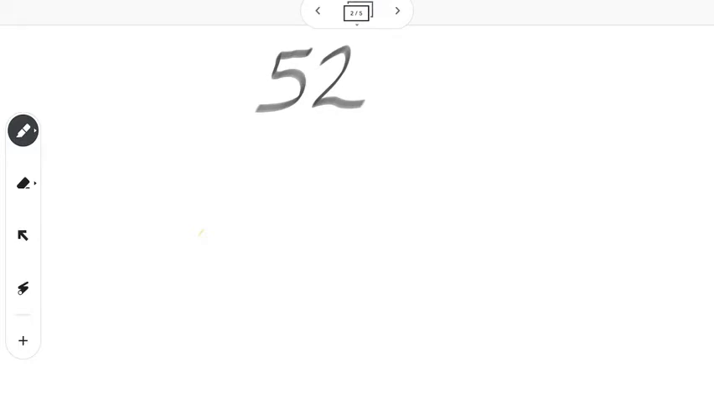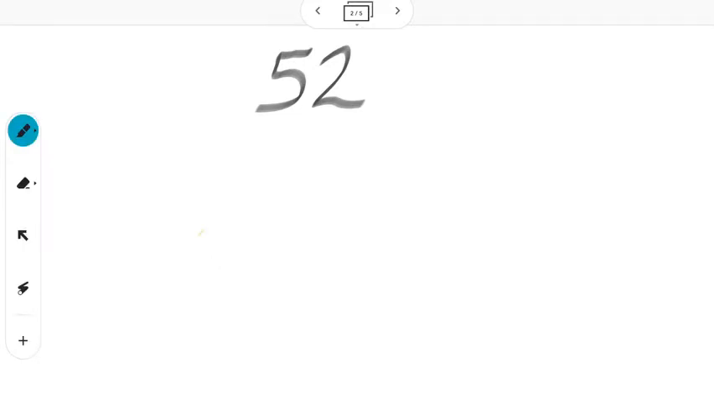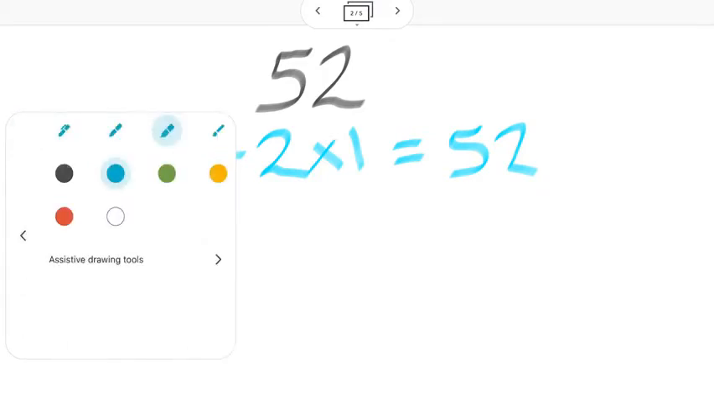It's 52. And then if we're going to do expanded form, we would need to break it down by each unit. So in expanded form, I would do 5, because that's my number in the 10 spot, times 10, plus 2 times 1, because I have 2 in the 1 spot, and that equals 52. That's my expanded form for that number.